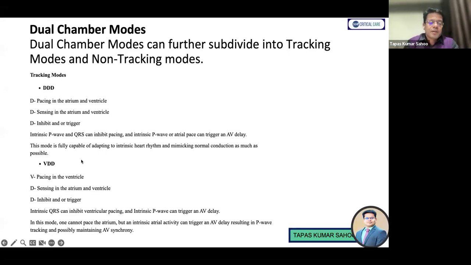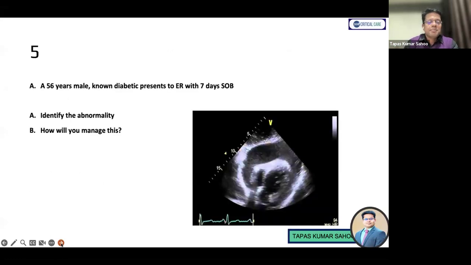So DDD and VDD, pacing in the ventricle, not atrium. Again the sensing is there in both atrium as well as ventricle, and again the D inhibiting and triggering. So these are some of the things that you should remember. They would normally be posting a question in your exam.